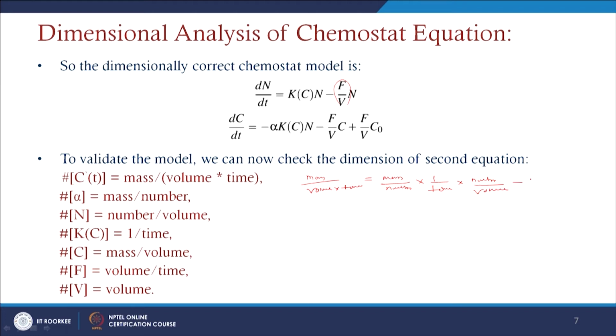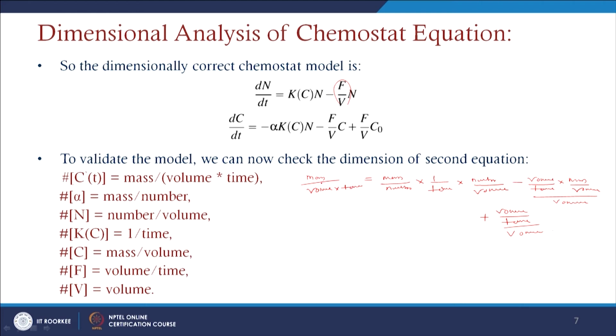minus F by V, where F is written as volume per time, into C, where C is defined as mass per volume, divided by V, where V is defined as volume, plus F by V, where F is also volume per time, into C0, where C0 is nothing but a constant, divided by volume.